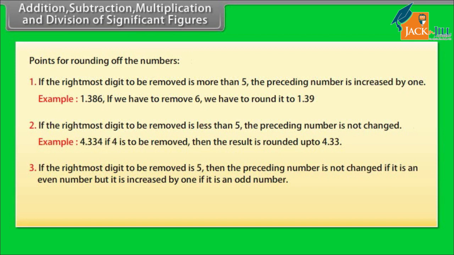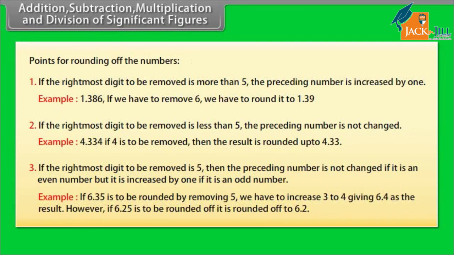3. If the rightmost digit to be removed is 5, then the preceding number is not changed if it is an even number, but it is increased by 1 if it is an odd number. Example, if 6.35 is to be rounded by removing 5, we have to increase 3 to 4, giving 6.4 as the result. However, if 6.25 is to be rounded off, it is rounded off to 6.2.